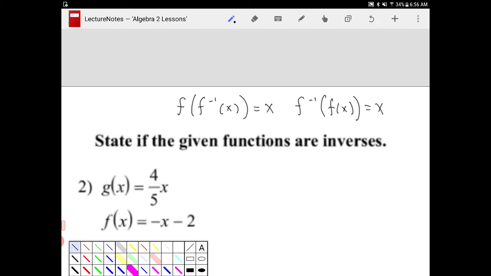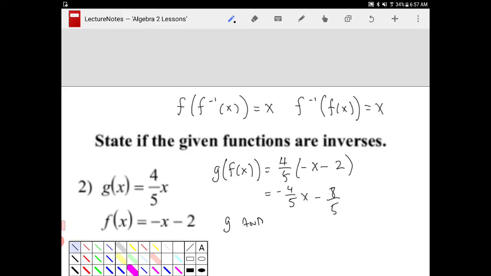So let's take a look. I have no idea which one's the inverse of who, so it doesn't matter which one I do. So g of f of x, let's say. Let's see. So 4/5 times x, but instead of writing x, I'm going to write in f of x, which is negative x minus 2. And you can sort of see already this is not going to come out to equaling x. This is going to be negative 4/5 x minus 8/5. So g and f are not inverses.